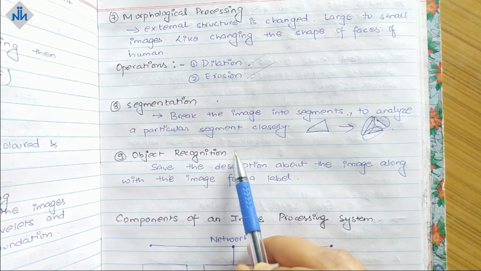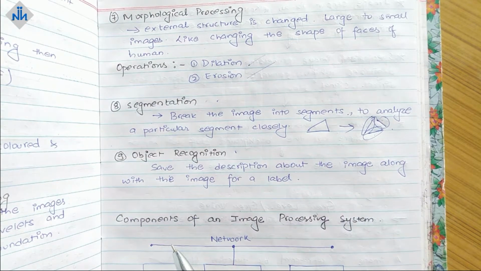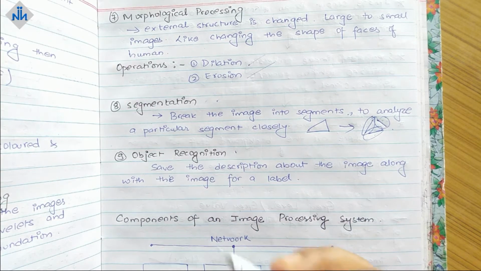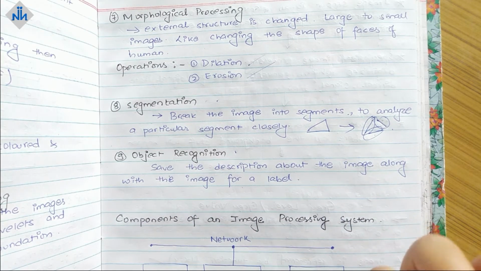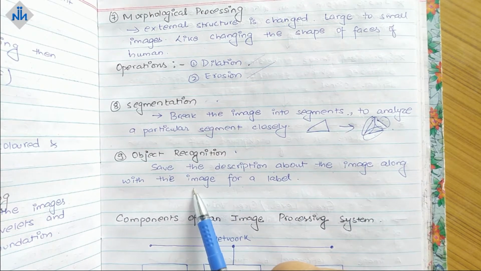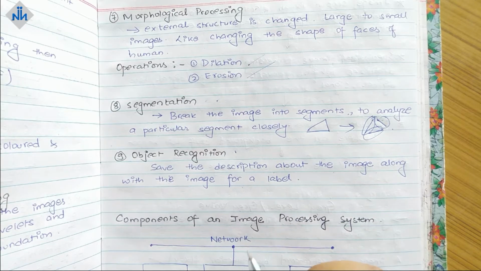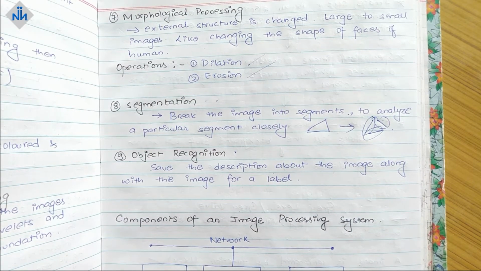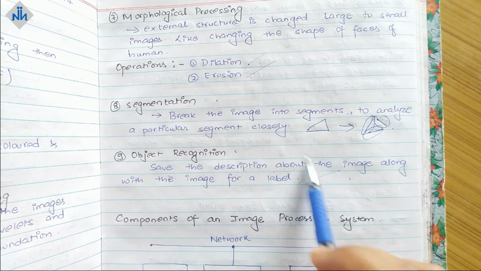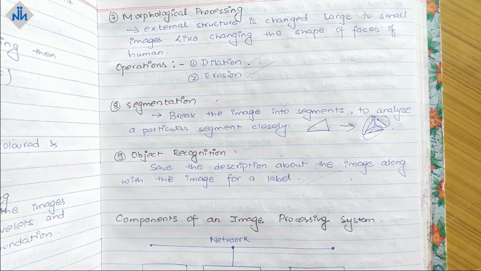After that, we have object recognition. Suppose we want to recognize an object. For that, when we take an image and save it in some server or anywhere, we save the description about the image as well as a label. So sometimes if you want to do some classification or apply some machine learning techniques or AI and all on the image, then this can come very handy. So this is also a step that we do on images.